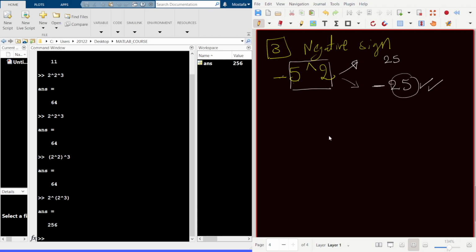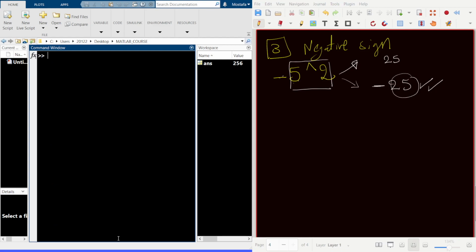So let's actually test this here. Again, I will do a CLC. So negative 5 raised to power 2. So it is minus 25. Again, it is actually recommended to use parentheses to be very explicit. So for example, I can put something like this where I calculate 5 raised to power 2 first. That would give me minus 25.